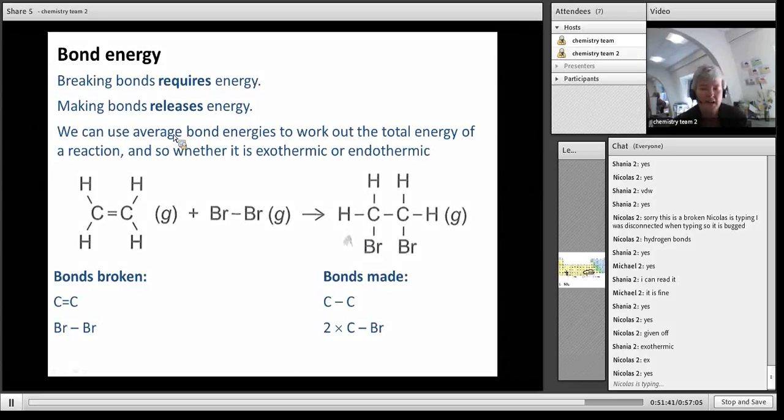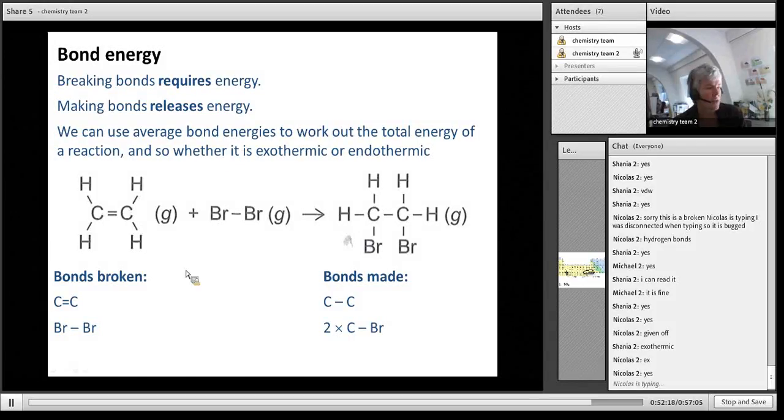So we can work out the energy of the products and the energy of the reactants on an average scale by using average bond energies. Chemists over the years have tried to measure the average energy of a Br-Br bond, or a C-C bond, or a C-O bond. There are tables that you can look up for the average energy of a particular bond, and then you can work out whether it's exothermic or endothermic.